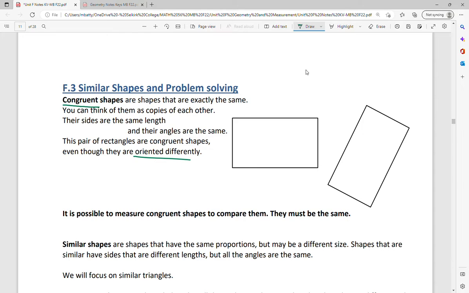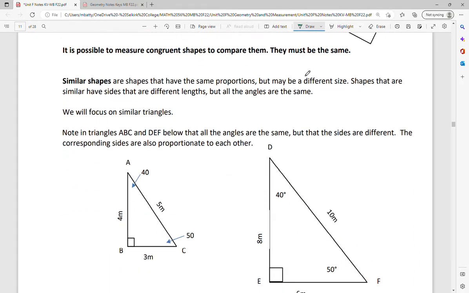Similar shapes, on the other hand, might be slightly different. So they'll be scaled up or scaled down versions of the same shape. So they have the same proportions. Similar shapes have the same proportions, even though one might be bigger and one might be smaller. The shapes that are similar have sides that are different lengths, but all the angles are the same.